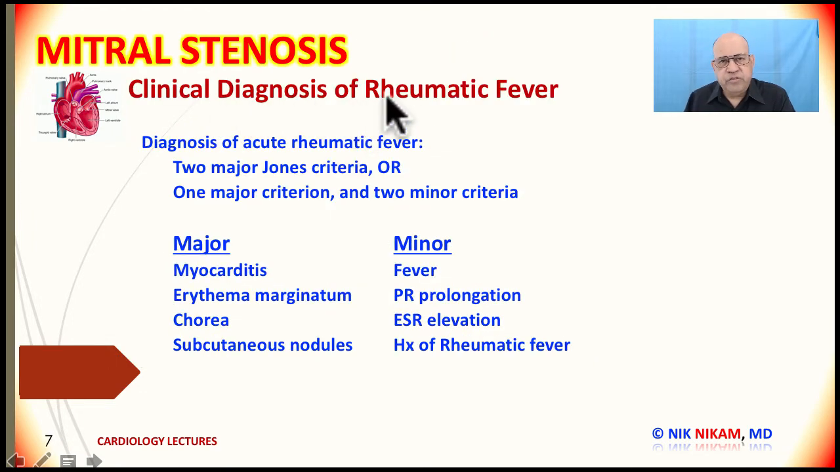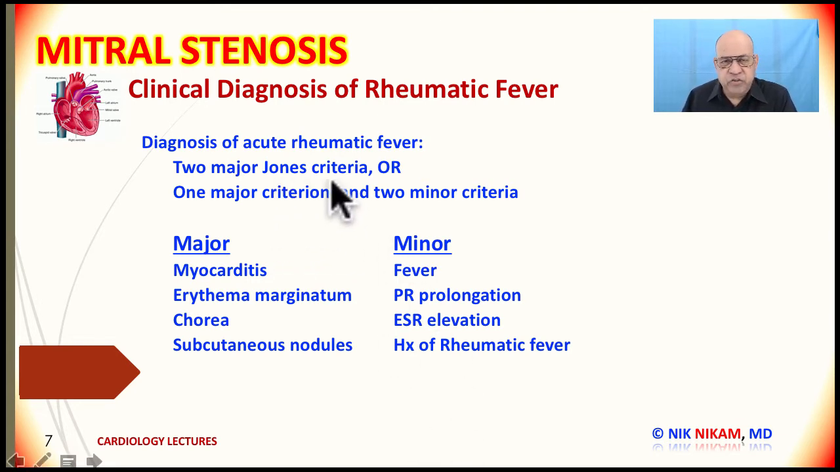Clinical diagnosis of rheumatic fever. This is something I saw when I was in medical school. I have not seen a case of rheumatic fever diagnosed at bedside since I have been in the United States for more than 40 years. Anyway, the diagnosis of acute rheumatic fever is based on two major Jones criteria, or one major criterion and two minor criteria. This could be a question they may ask you even though you may never see mitral stenosis or rheumatic fever in your lifetime.